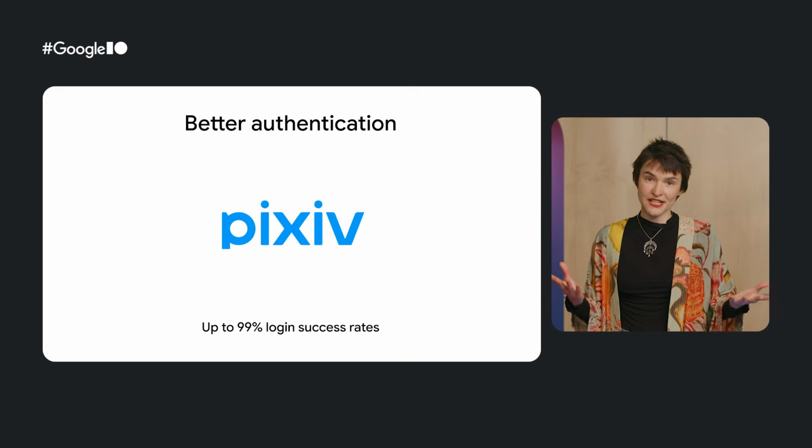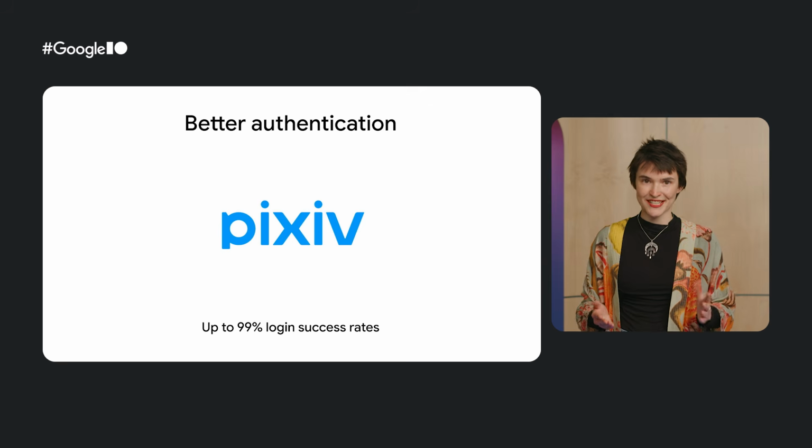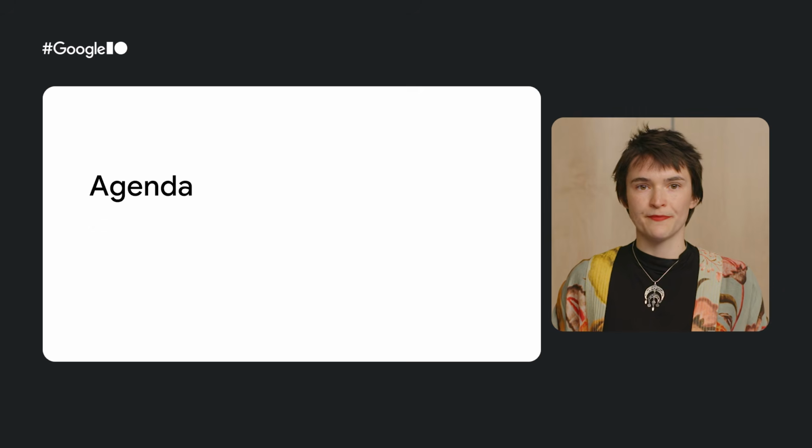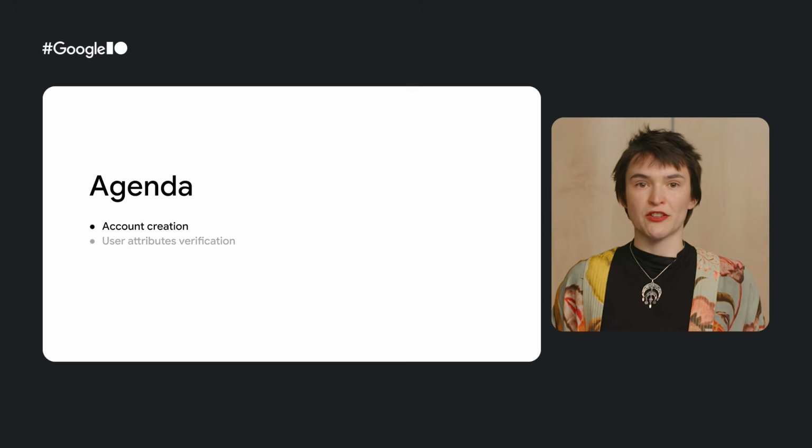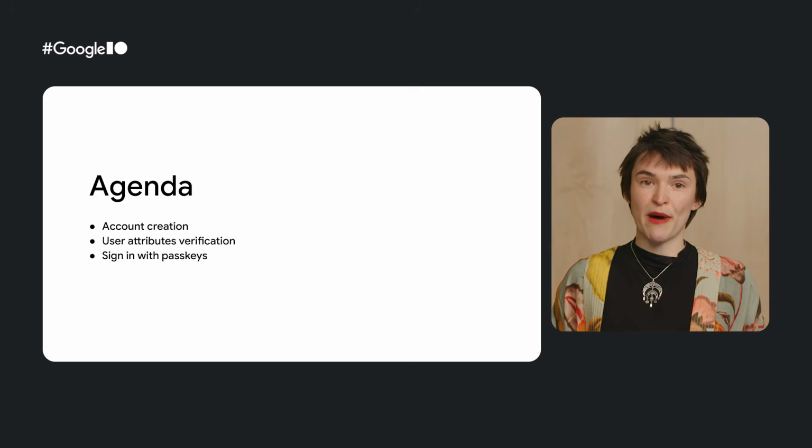In this session, we're going to break down the technologies that sign users in with double the speed and 4 times higher success rate. We'll look at how the industry leaders achieve great results by incorporating these technologies, like Pixiv hitting a 99% login success rate. We have prepared some tips on how to improve your user account lifecycle experience. We will cover the following topics: account creation, user attributes verification, sign in with Passkeys, and account recovery.